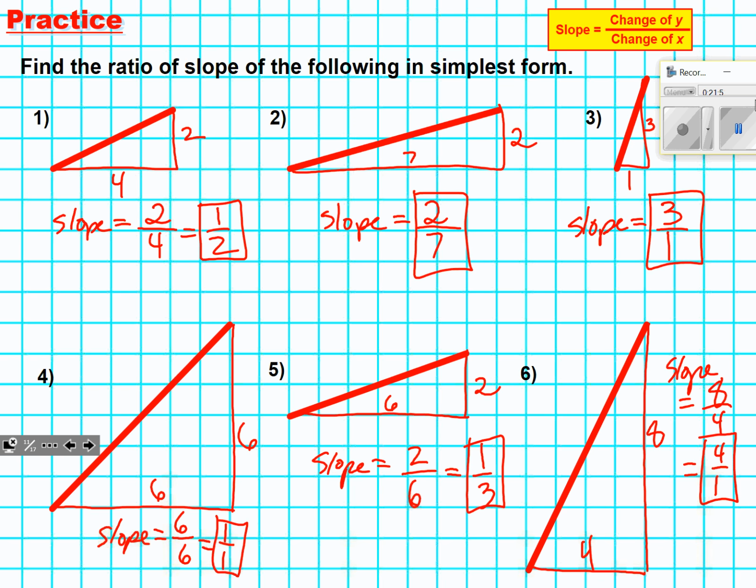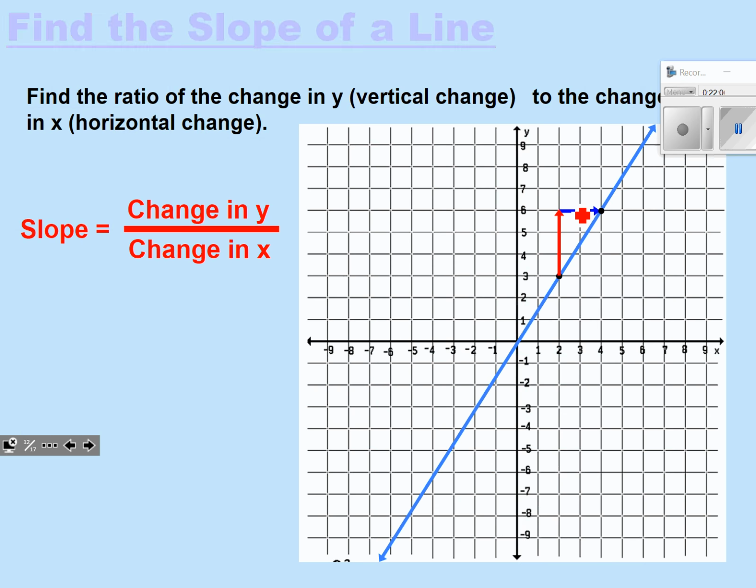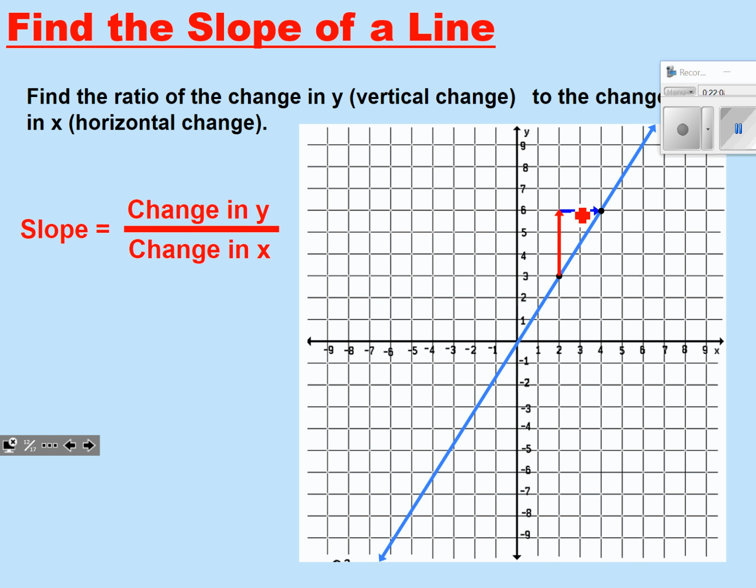So for the next ones, they're just as simple. They're just dealing with lines, not line segments. So let's go to the next slide. A line is just a line segment that goes on forever. So what you need to do to figure its slope is figure out the change in y and the change of x, just between 2 points.